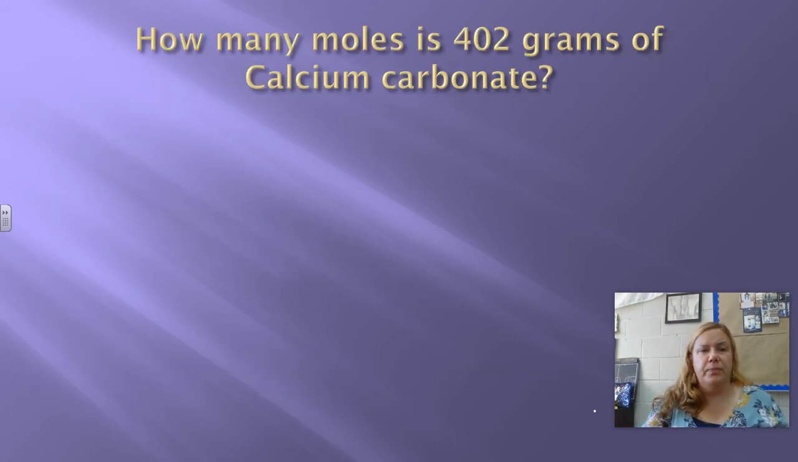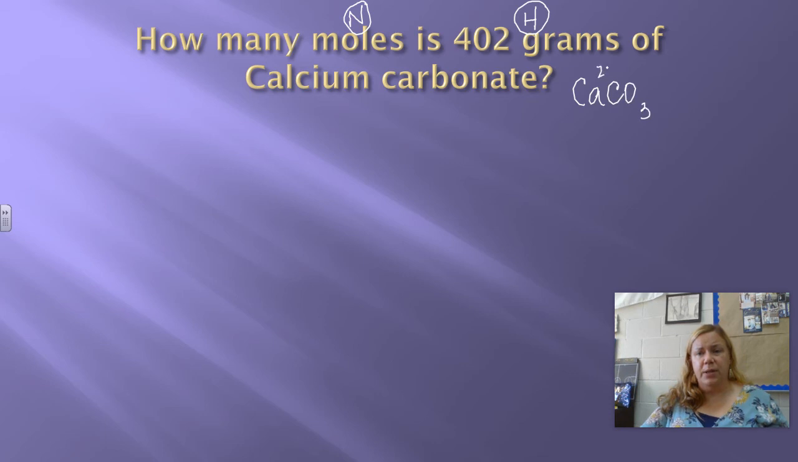Let's try another one. How many moles is 402 grams of calcium carbonate? So now we're going from grams of calcium carbonate to moles. So we have grams and we need to determine moles. Okay, but we have to do something before we go any further, and that is find out the molar mass for calcium carbonate. So calcium has a 2 plus charge, carbonate has a 2 minus charge, so therefore we're good with CaCO3. So in CaCO3, we have 1 calcium, we have 1 carbon, and we have 3 oxygens.